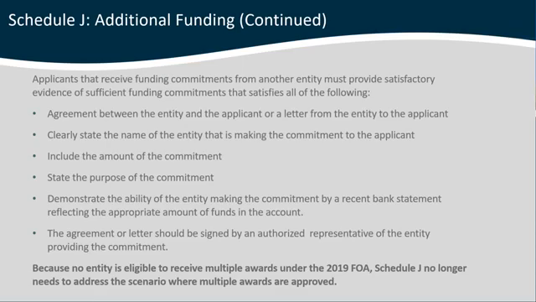Continuing on Schedule J, if you are getting a funding commitment from an external source, you have to provide evidence that satisfies all of the following. There needs to be an agreement between the entity and the applicant, or a letter from the entity to the applicant, clearly stating the name of the entity that is making the commitment to the applicant, include the amount of the commitment, state the purpose of the commitment, demonstrate the ability of the entity making the commitment by a recent bank statement reflecting the appropriate amount of funds in the account.